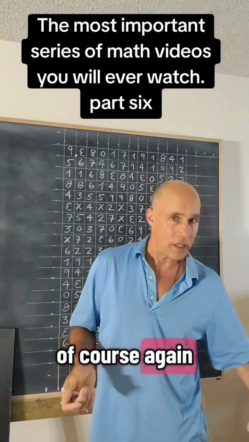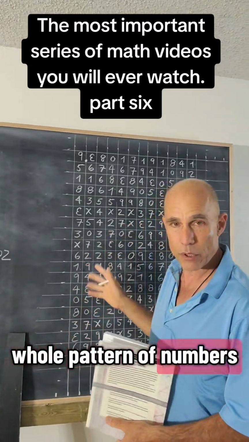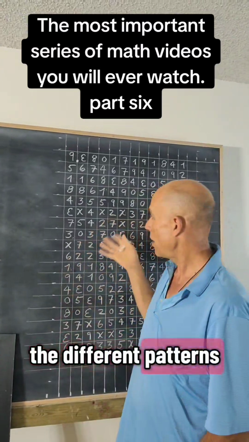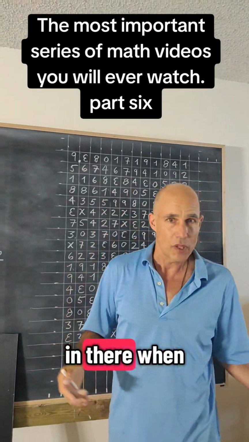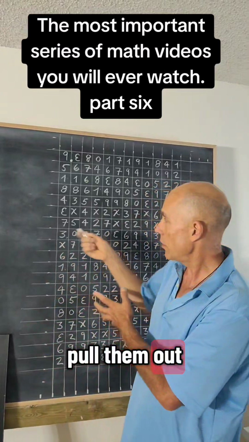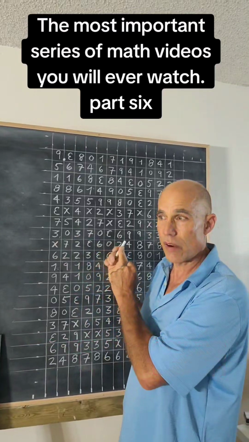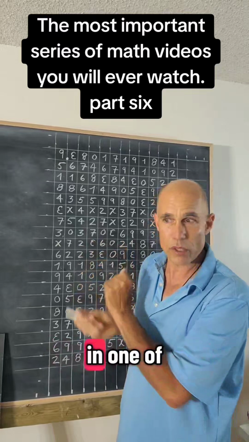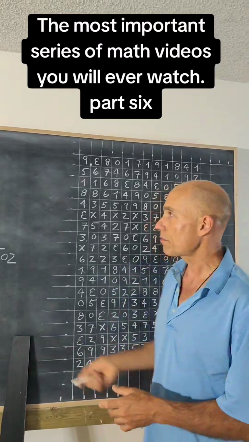So of course, again, I've gone over this in my book, and I show you this whole pattern of numbers. I show you the different patterns that emerge, the sequences of numbers. When you start to pull them out, there's every 8th number, every 7th number, every 11th number in one of them, if I remember correctly. So I'll give you all that information in my book.